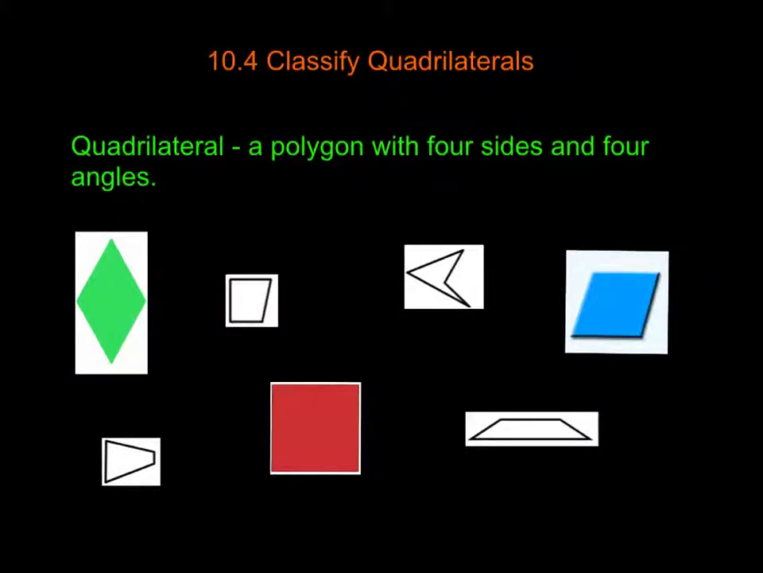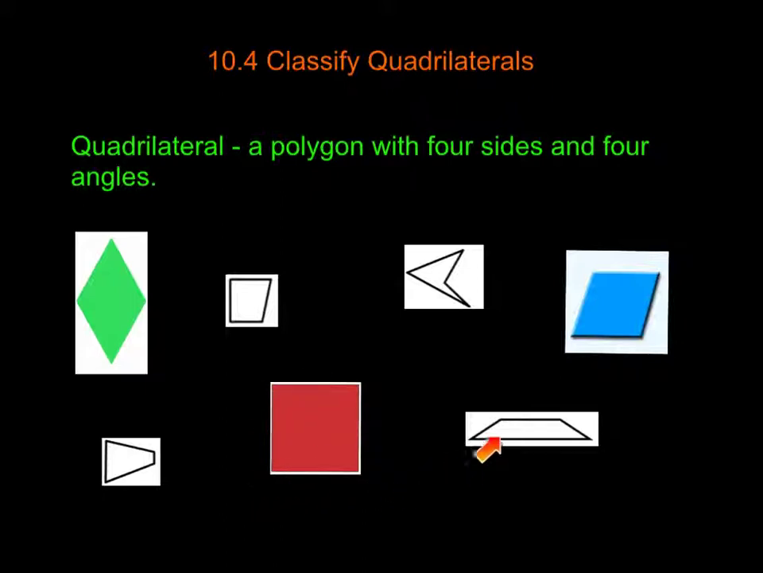Today we are going to classify quadrilaterals. A quadrilateral is a polygon with 4 sides and 4 angles. So as you can see here, we have a rhombus. This rhombus right here has 4 sides and 4 angles. We have a square here which also has 4 sides and 4 angles.